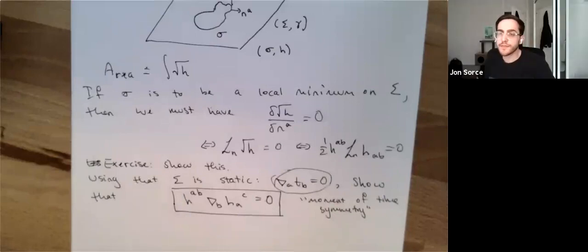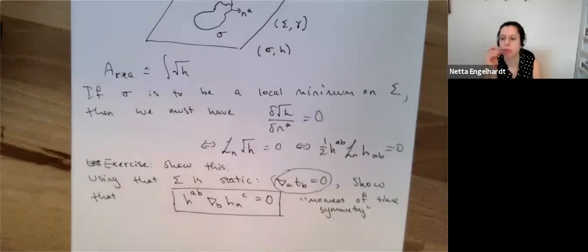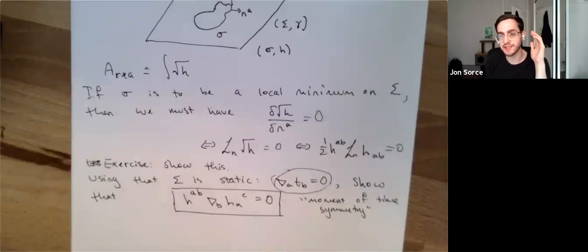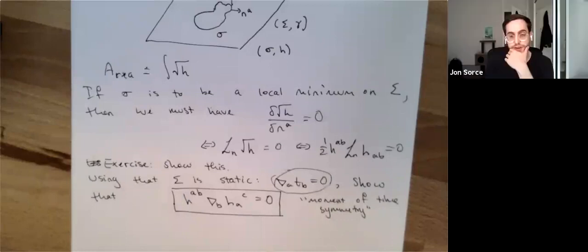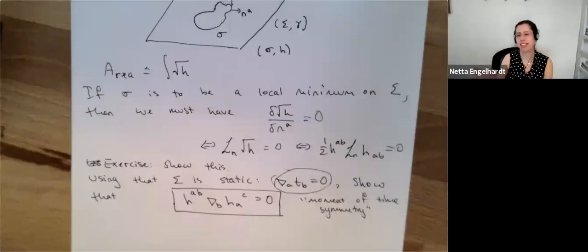Netta? Yes. Could I ask a quick question about moments of time symmetry? So this condition is purely local. I think it's equivalent to the extrinsic curvature of the slice vanishing. Yeah, exactly. As a tensor. As a tensor, right? Not just as a trace. Mhm. So we call it a moment of time symmetry, which makes sense because, no, it doesn't. It doesn't make sense actually. Well, I think you know what you're going to say, but go ahead.